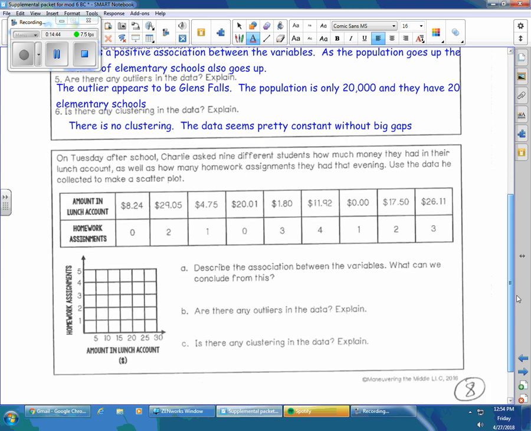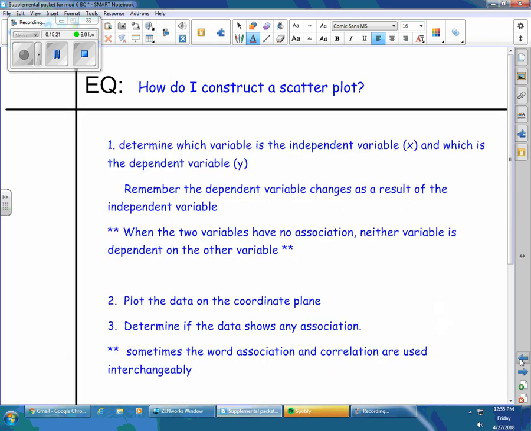So what I'd like you to do, and my video is starting to run long, is do this next example, and we'll go over it in class the next time we're together. So on Tuesday after school, Charlie asked 9 different students how much money they had in their lunch account, as well as how many homework assignments they had that evening. Use the data collected to make a scatter plot. Now they've already labeled it for you. So the amount in their lunch account is the x, and the homework assignments is the y. And I want you to plot the data and then answer these 3 questions, and we will talk about it in class tomorrow.